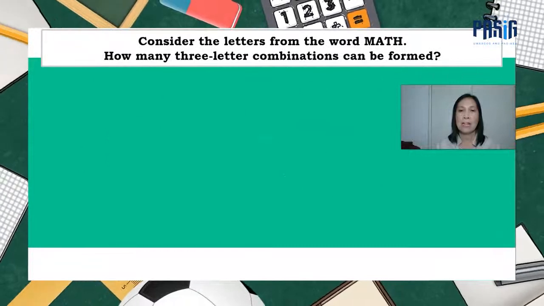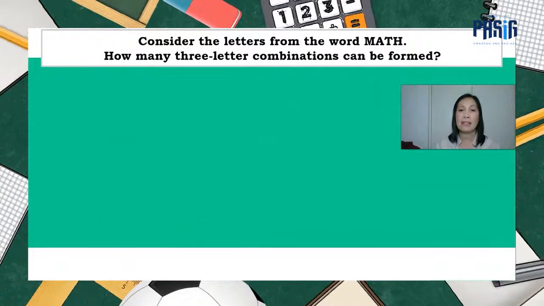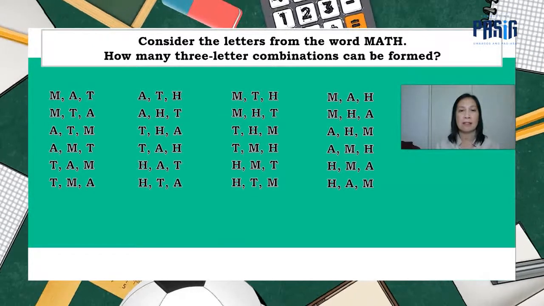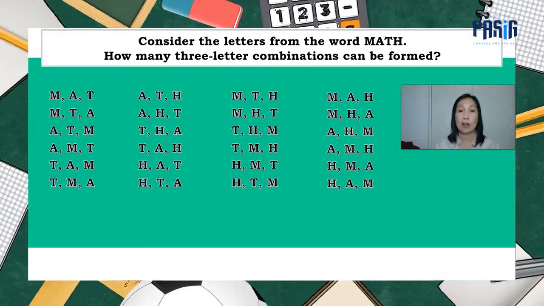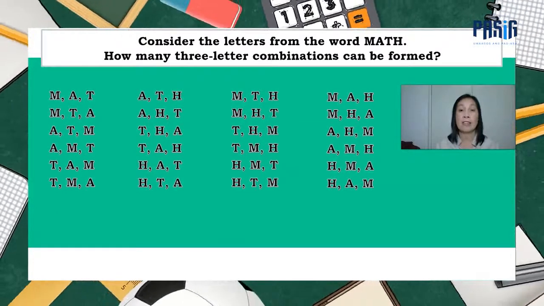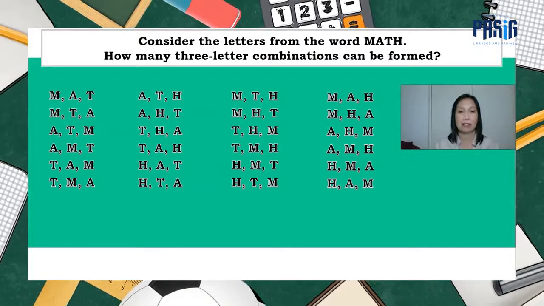How about in combination wherein the arrangement is not important? Let us have again the 24 arrangements. What have we observed in each column? Okay, looking at each column, there are 6 arrangements with the same letters.